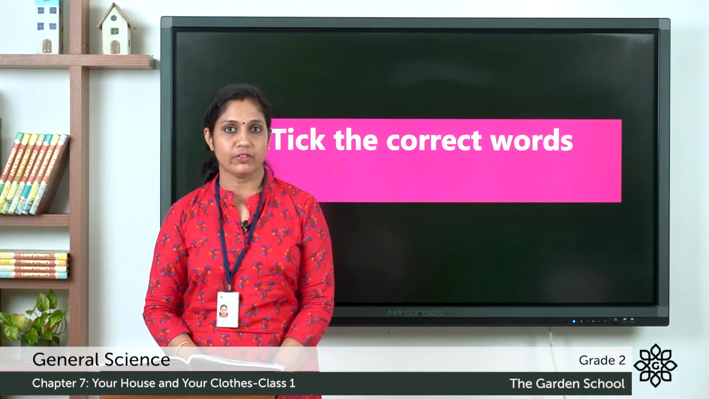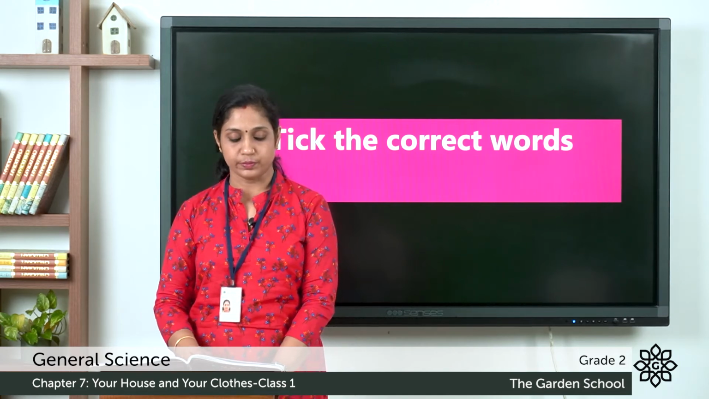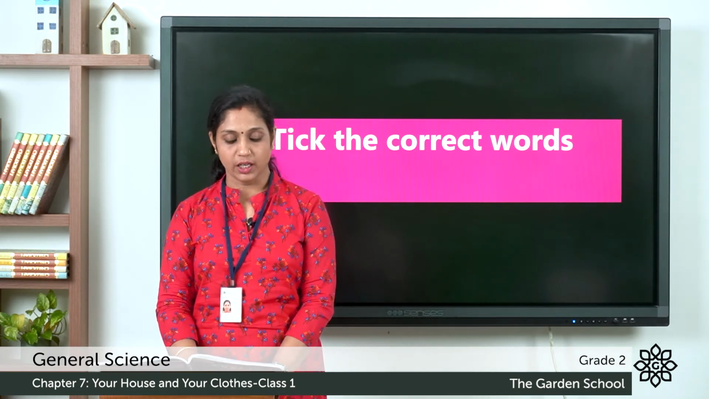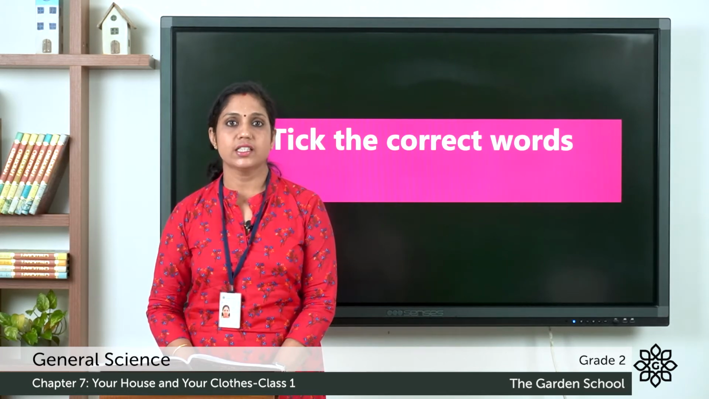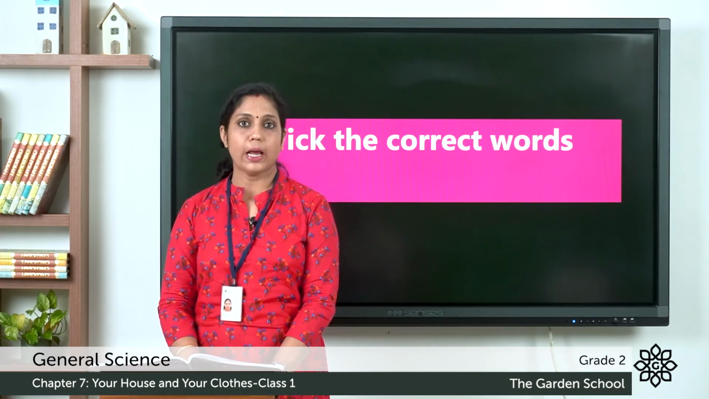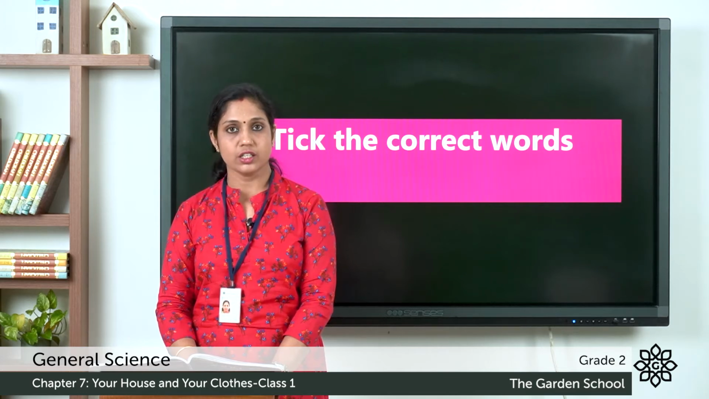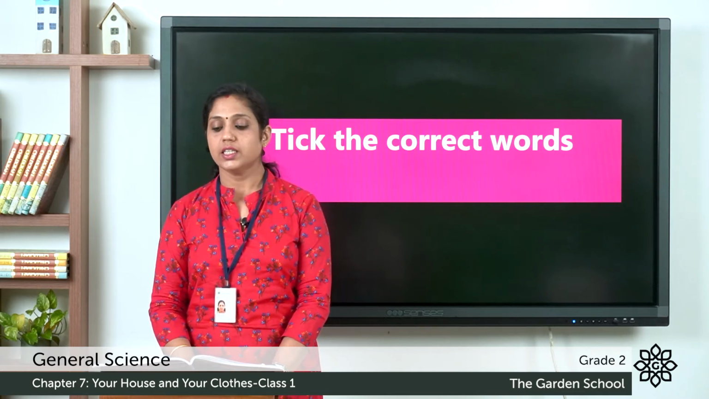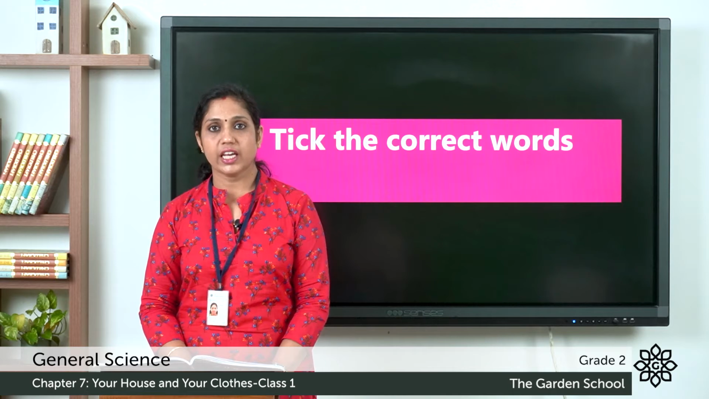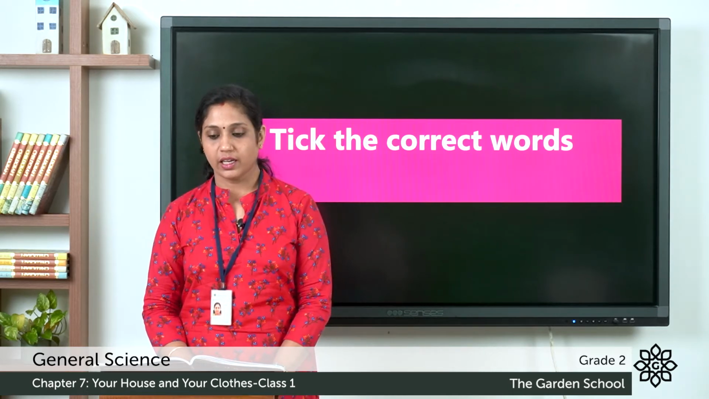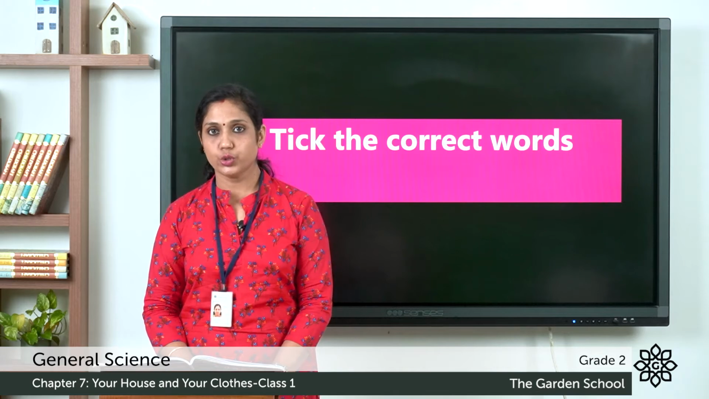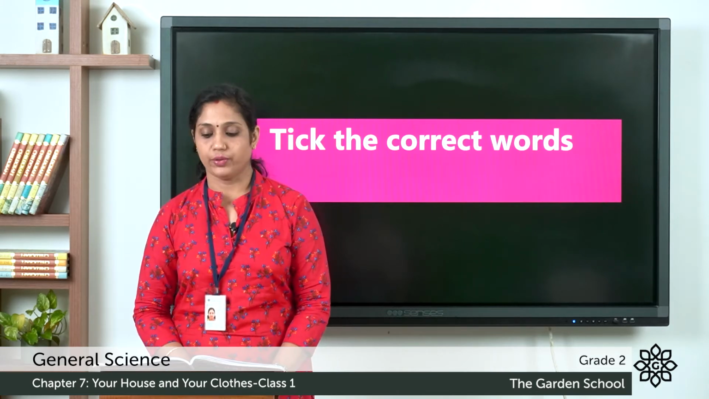So hope you have done it. Now let's check the answers. The first question, the roof of a hut is made of leaves and sticks. Second one, Pakka houses are strong. Third, tents are made of canvas cloth or plastic. In places that get heavy rains, houses usually have a sloping roof.